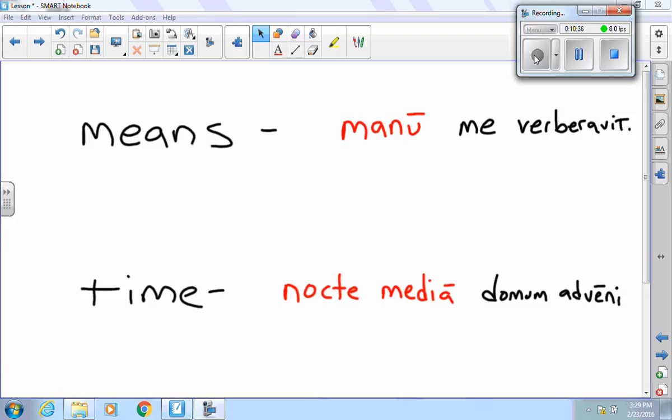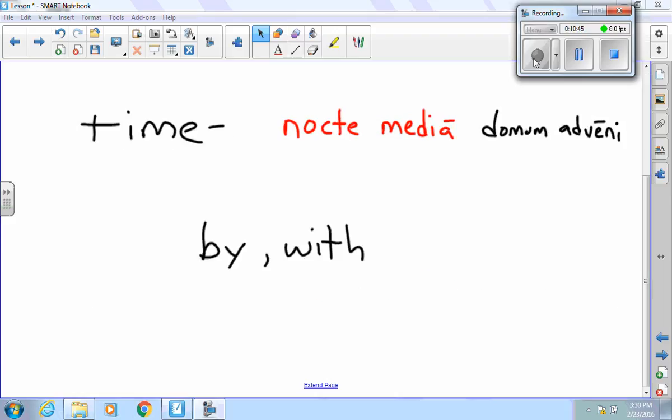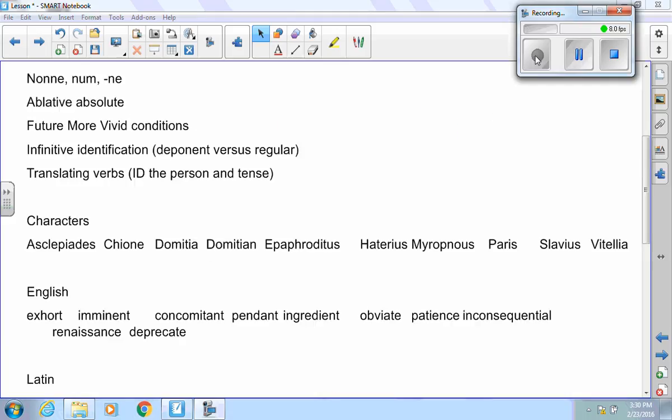Remember, ablative of time is a specific point in time: in the middle of the night, or at midnight. I arrived home. A good rule of thumb when you see an ablative by itself and it does not deal with time is to translate it as by or with. Now, whether or not you figure out that it is an ablative of means, that's beside the point. The translation by or with should get you there.